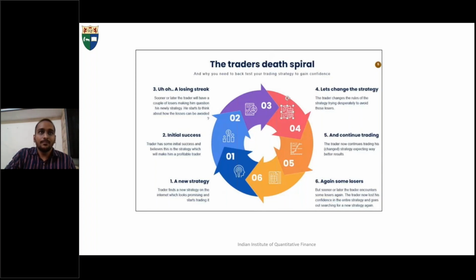Then after trading a particular strategy for a few days, a few months, and facing a few losing streaks, the trader again thinks about whether the strategy is working or whether he needs to change the strategy. Then coming to the fourth step, the trader changes the rules of the strategy, trying desperately to avoid these losers.